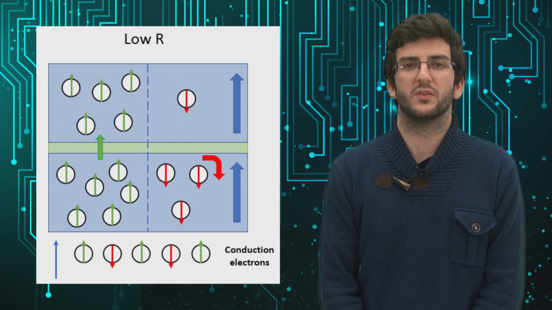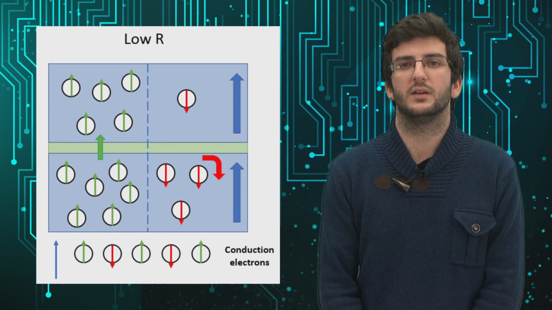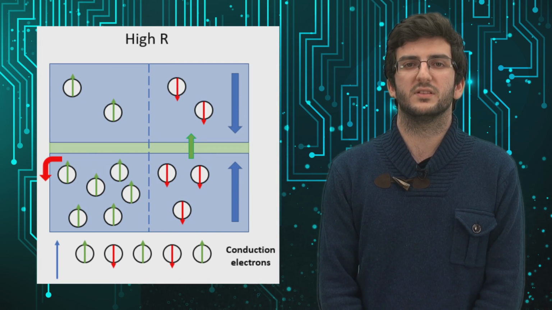If a current is applied through the junction, the electrons may pass through the thin insulating barrier by tunneling effect. If the magnetization of the free layer is aligned with that of the reference layer, then the electrons will tunnel through the barrier more easily, leading to a lower electrical resistance. If the magnetization lies in the opposite direction, then the resistance is higher. This is called the tunneling magnetoresistive effect, and it is used to read the state of the device.